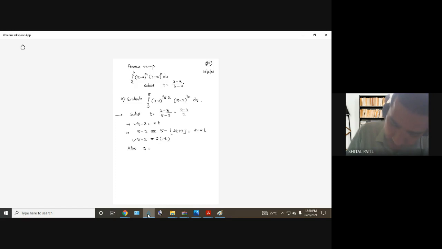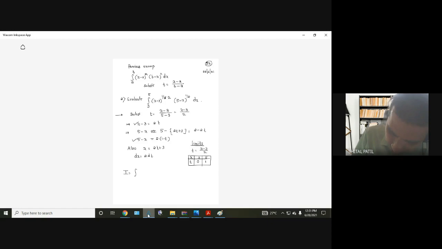Also, we know x is equal to 2t plus 3. So dx is 2 dt. Then we will find limits. To find the limits of t, the limits of x are known to us, 3 and 5. Our aim is to get the limits of t. Substitute x equal to 3: 3 minus 3 is 0, 0 by 2 is 0. For x equal to 5: 2 by 2, so 1.